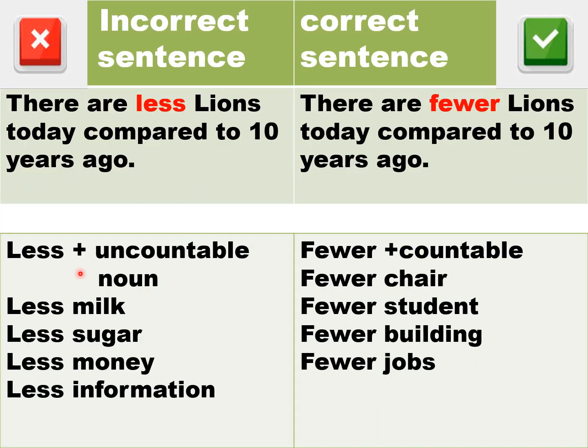We must use less for uncountable nouns. Example, less milk, less sugar, less money, less information. We must use fewer for countable nouns. Fewer chairs, fewer students, fewer buildings, fewer jobs. See the example sentence. There are less lions today compared to 10 years ago. Instead of less, we must use fewer because we can count lions.